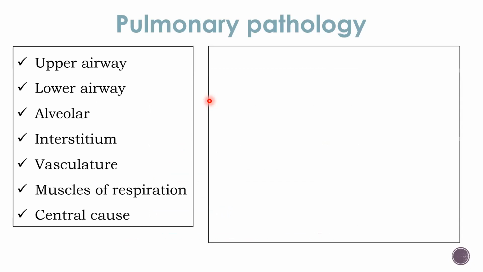These are the concepts of all the lungs that they'll get through. So if someone's lung is affected, what are the different ways of getting affected? It can affect the upper airway. It can affect the lower airway, including the alveoli, interstitium, or the vasculature. It can affect the muscles, or it can affect the central cause. These are the various ways of affecting the pulmonary pathology.